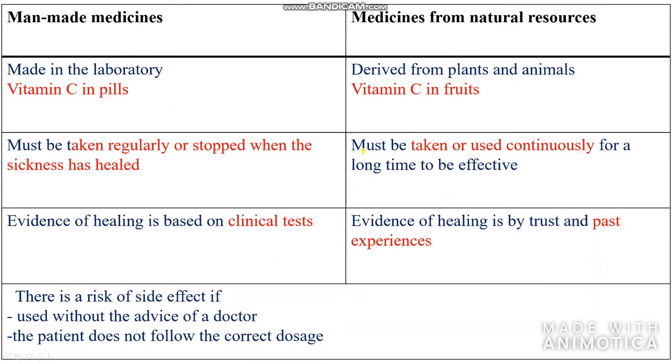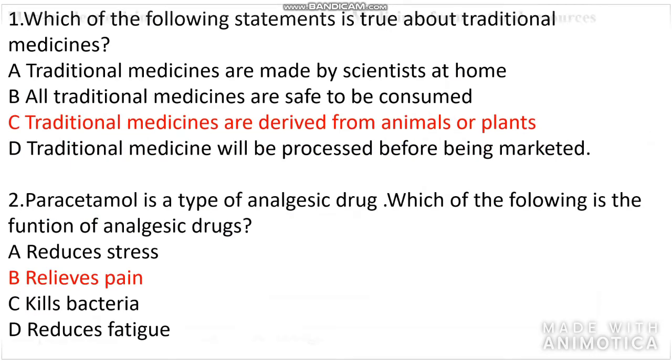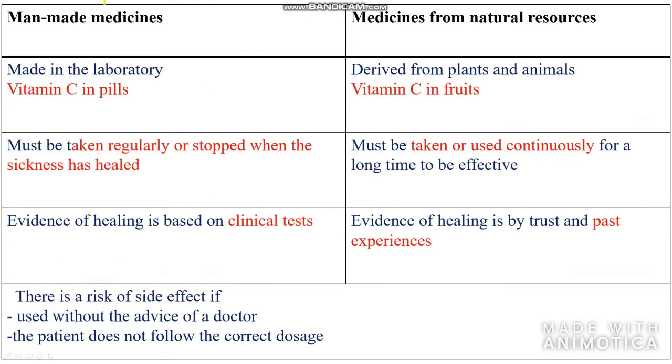Next, we can look at the difference between man-made medicine and also medicine from natural resources. So, man-made medicine maksudnya ini dihasilkan oleh manusia. So, it's made in the laboratory. For example, vitamin C in pills, ataupun dalam bentuk tablet, di mana ia boleh dissolve dalam water.